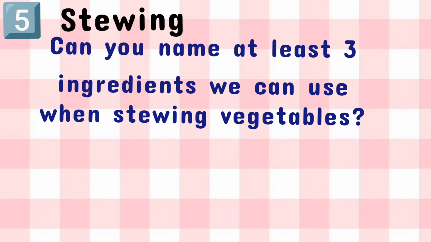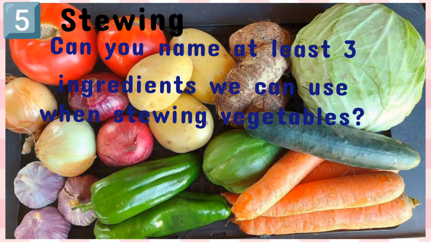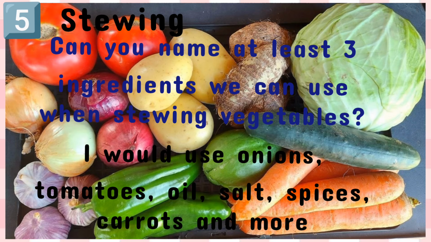Can you name at least 3 ingredients we can use when we're stewing our vegetables? If I were you, I would say I use onions, tomatoes, oil, salt, spices, carrots, and so much more.